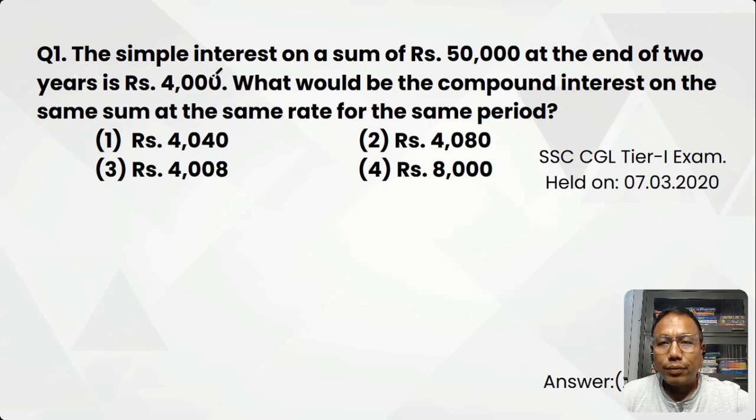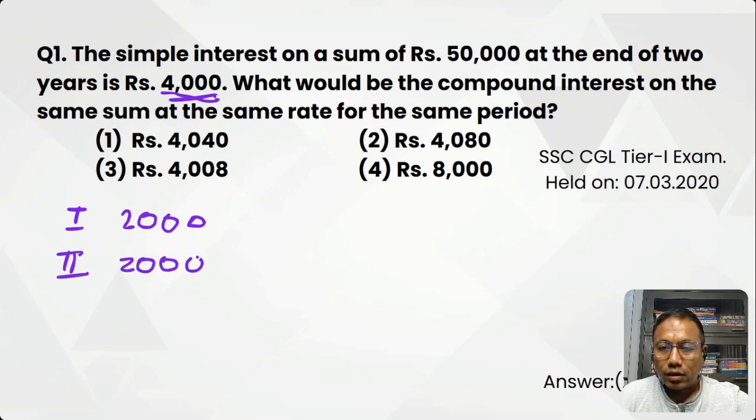Question number 1. The simple interest on a sum of rupees 50,000 at the end of 2 years is 4,000. Divide 4,000 into 2 equal parts. 4,000 divided by 2 is 2,000. First year interest is 2,000. Second year interest is 2,000. Total simple interest is 2,000 plus 2,000, that is 4,000.